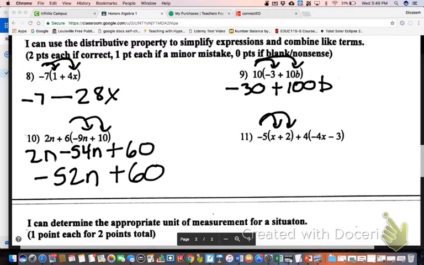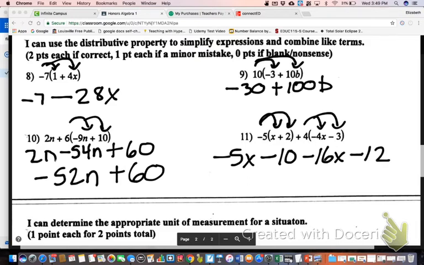Here I'm going to do my distributive property again. Negative 5 times x is negative 5x. Negative 5 times 2 is minus 10. Then here I've got 4 times negative 4x, which is negative 16x. And then I've got 4 times negative 3, which is minus 12.